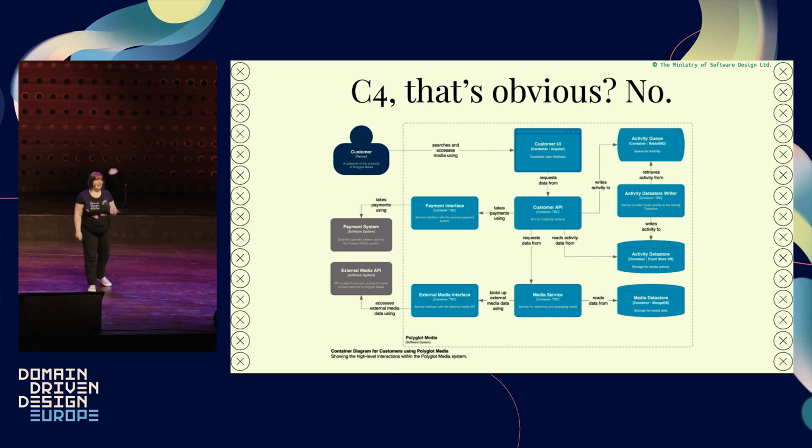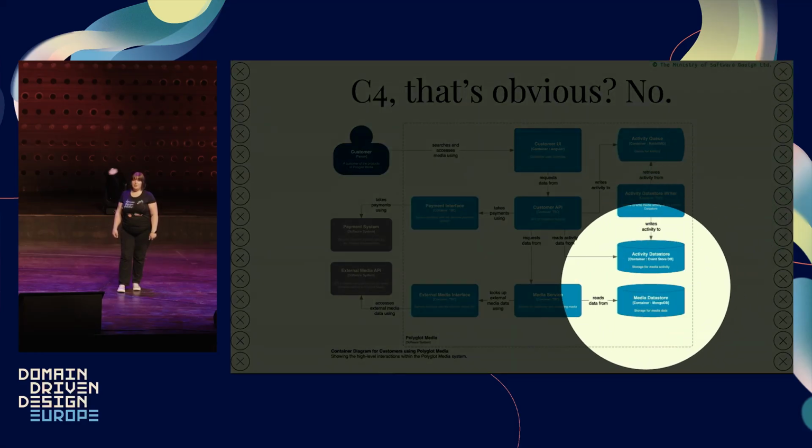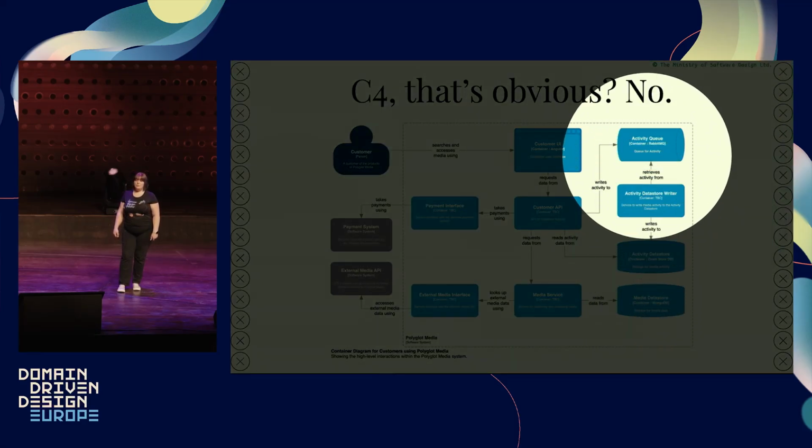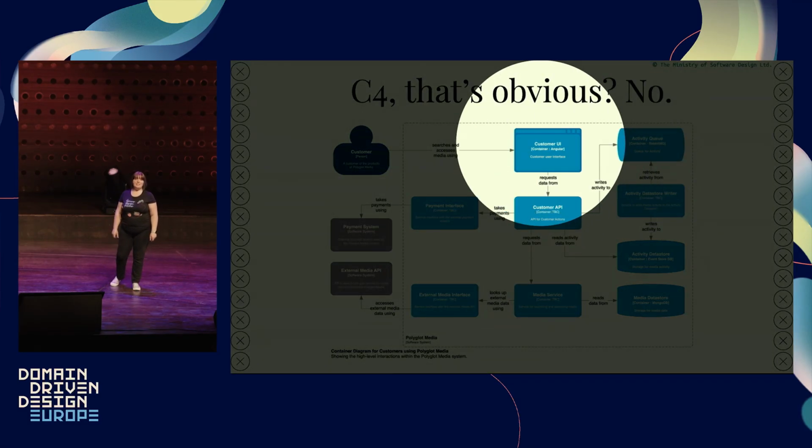Right, C4, I said that this was really good even without a key, but you should have a key for it, especially when you start getting down into the lower levels. So this one is at the container level, and we're starting to use things like databases. We've got some queues here, and so people really need to know what those are. Oh, we've also got an extra one up there. We have got a UI there. So we need that differentiation.